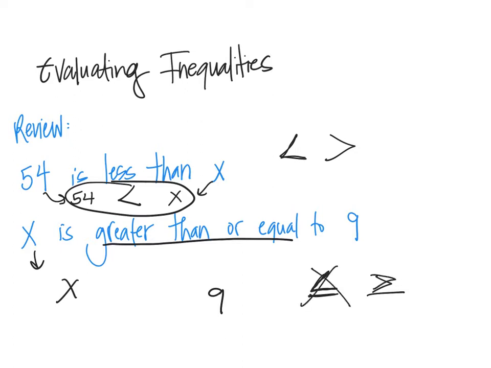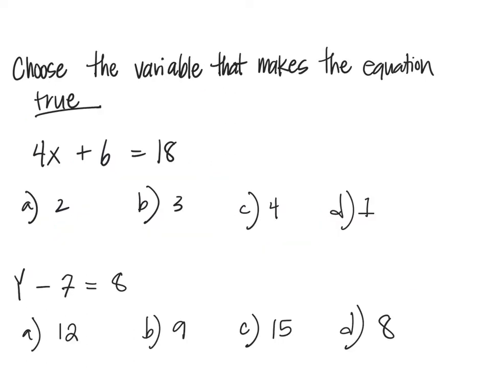The greater than we can make into a G to help us, greater than or equal to. So we would want to do the greater than sign. So greater than or equal to. So x is greater than or equal to 9. Those both check out. All right, now we're going to choose the variable that makes the equation true.